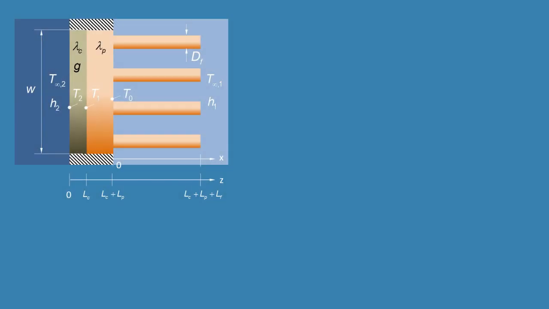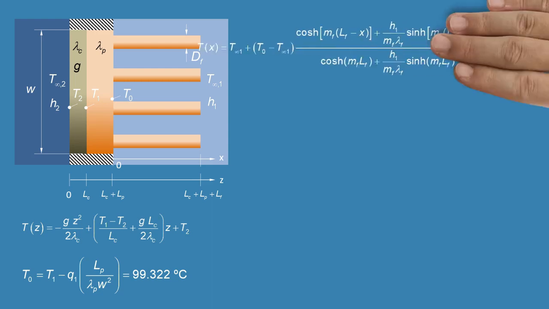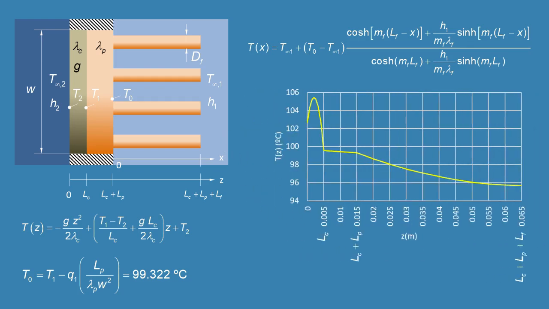For drawing the temperature distribution, we will use the z-axis. For the chip, we use the solution of the diffusion equation for a plane wall with heat generation. T0 can be calculated using T1, Q1 and the thermal resistance of the plane wall of the heatsink. With the formula of the fin with convection at the tip, T0 and the value of mf calculated at the beginning of the exercise, and making a change of variable, we can calculate the temperature distribution along the whole system.